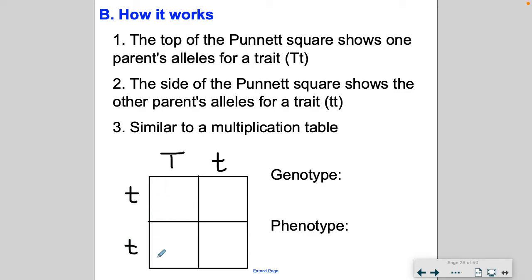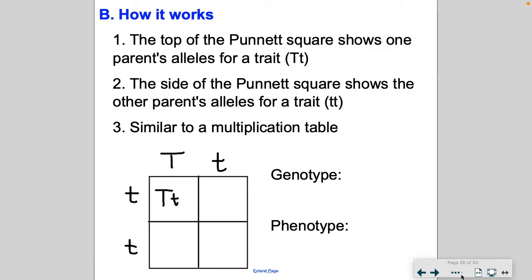Okay, the Punnett square is very similar to a multiplication table, so now the third step would be to fill it in. And how you fill it in is you take a look at the parents. So parent number 1 up here has a big T, so I'm going to put a big T right here. And then you get the other half from the other parent, so this parent has a little t.